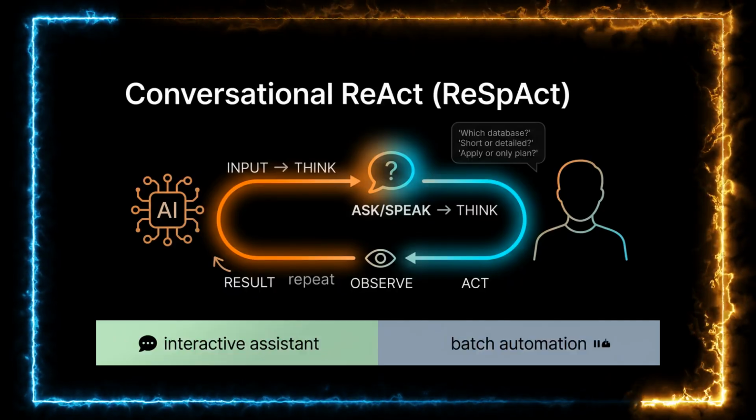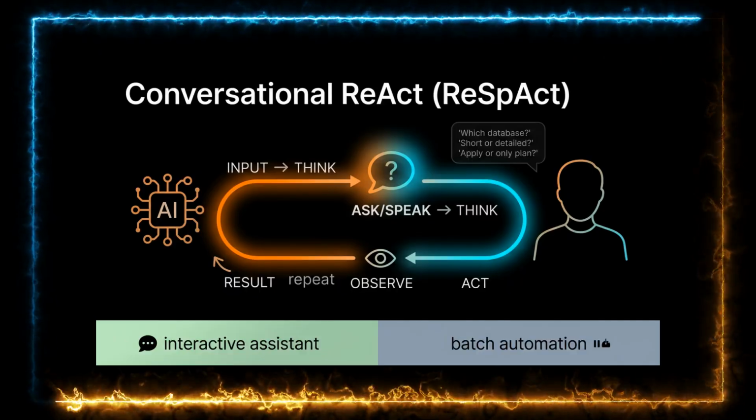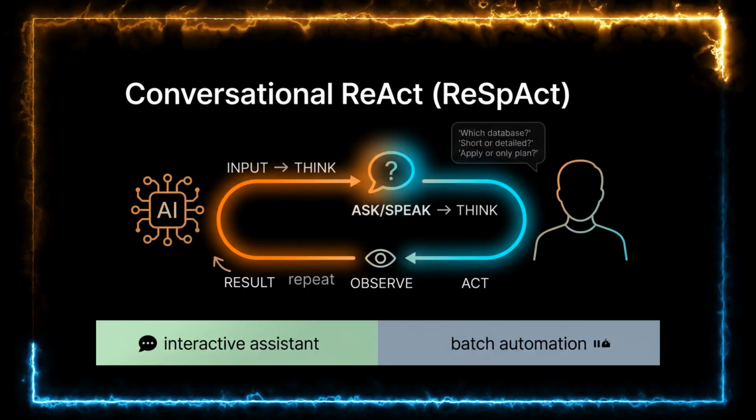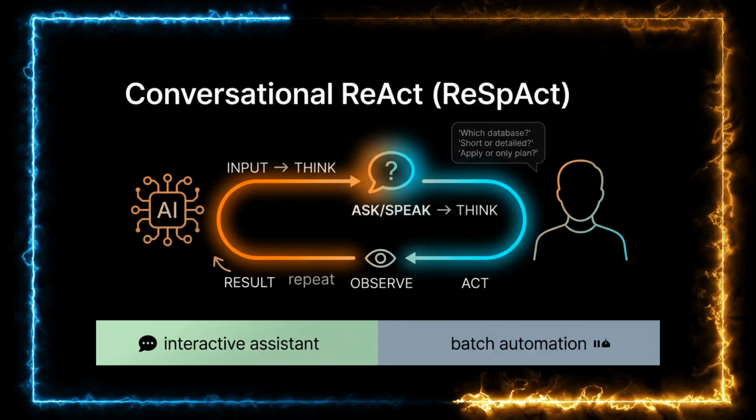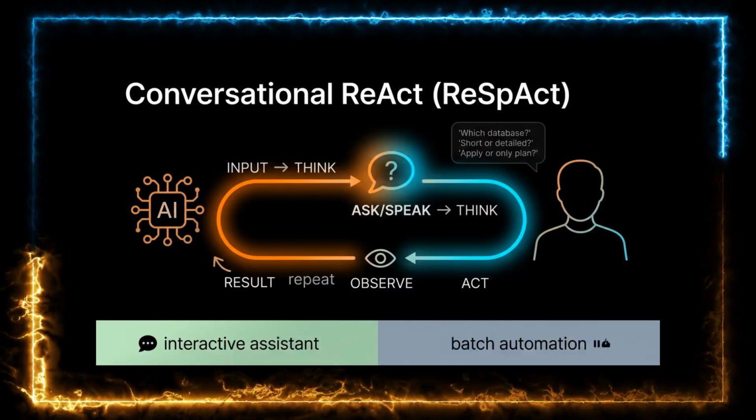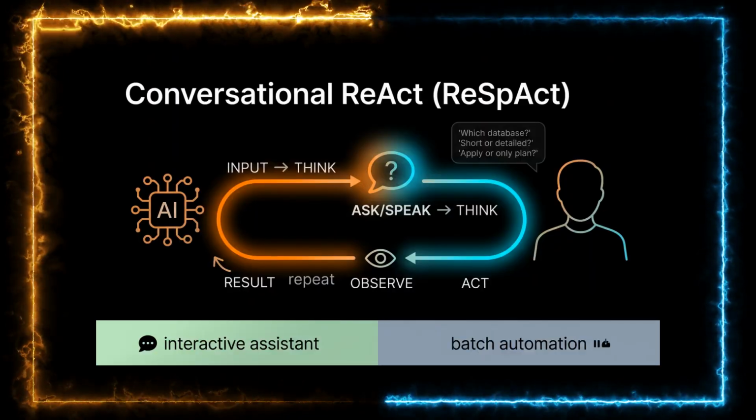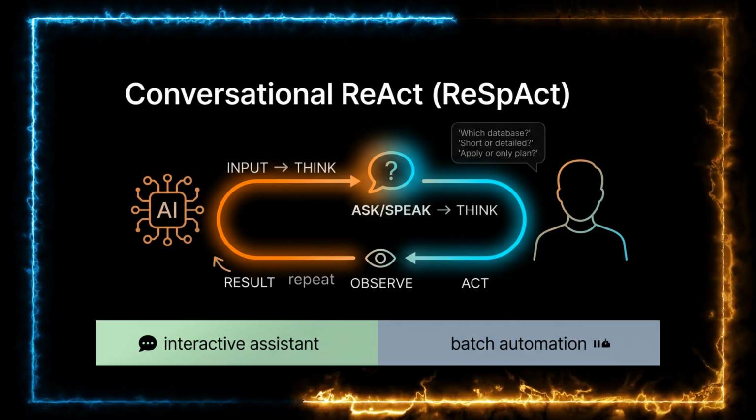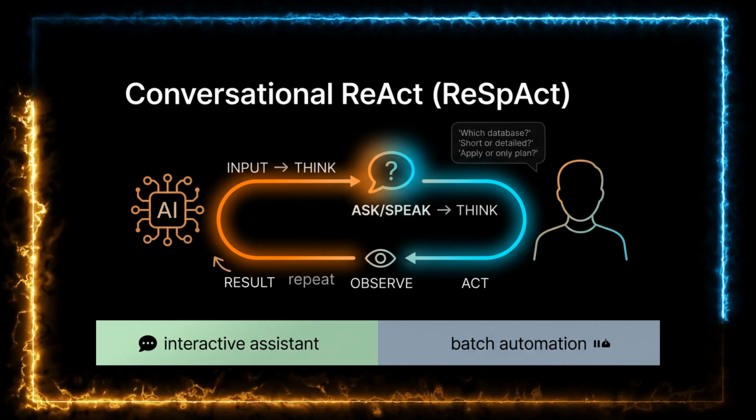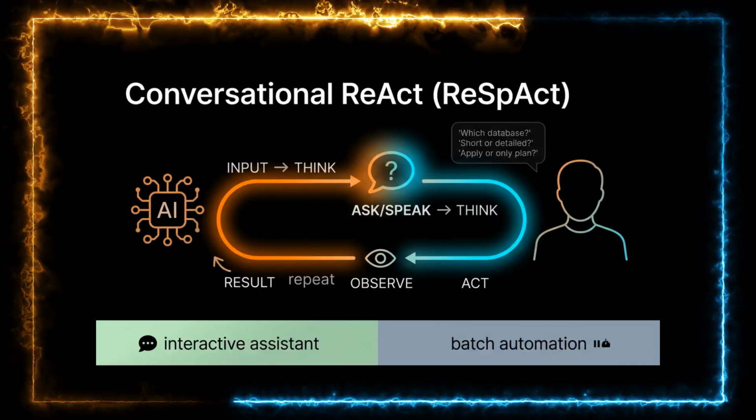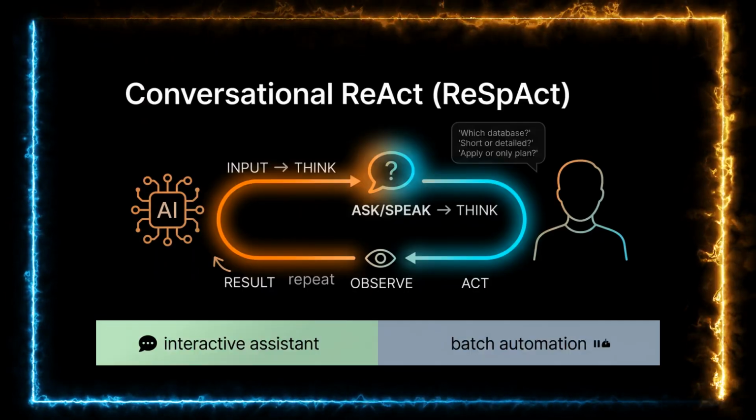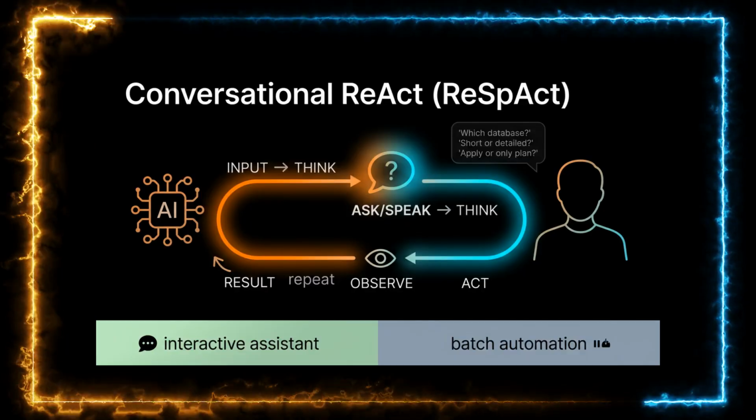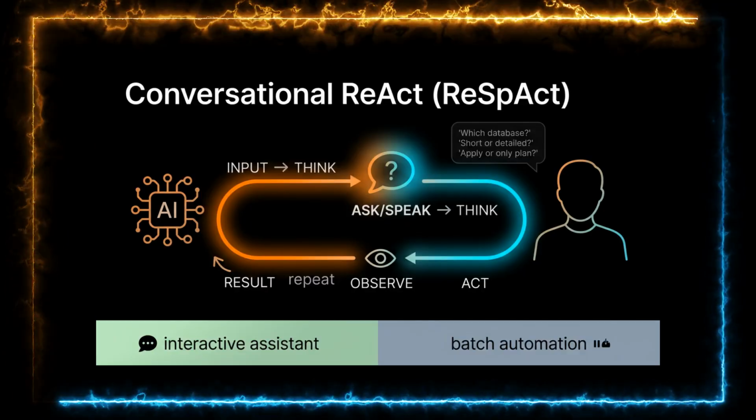This is useful when the user request is ambiguous. Instead of guessing, the agent can ask a clarification question. For example, which database should I query? Do you want a short answer or a detailed report? Should I apply this change or only show the plan? This pattern improves trust because the user stays involved. It also reduces wrong tool calls because the agent can ask before acting. The trade-off is speed. More conversation means more round trips.